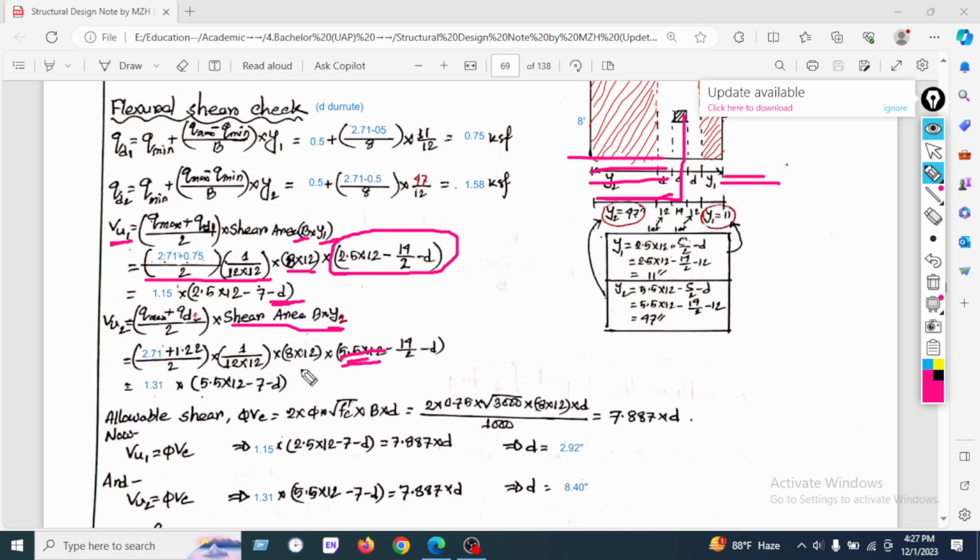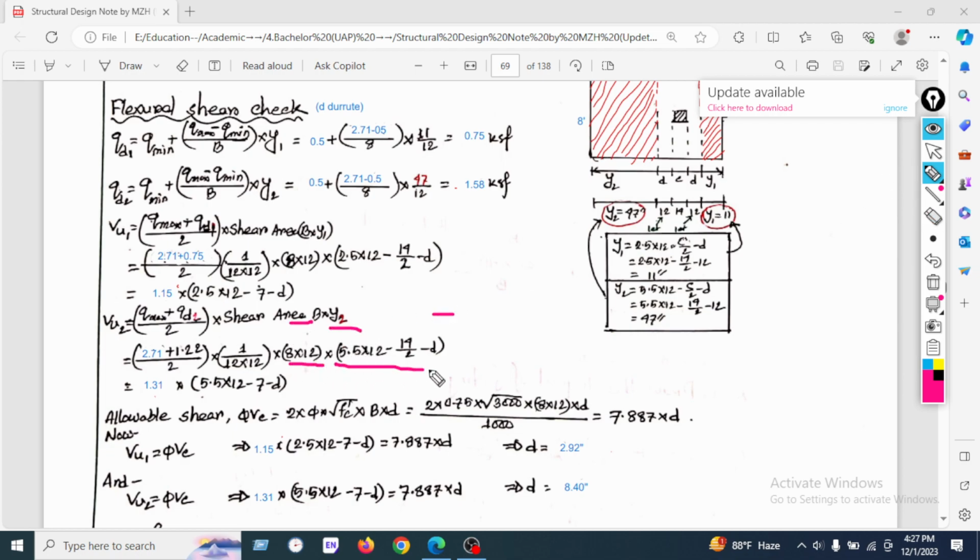No, b is 8 feet. Sorry, b will be 8 feet multiplied by 11, and b is 8 feet, and y2 is 5.5. Here the left portion of 5.5 is taken from the CG of the column, and minus d, minus column by 2, and deduct also d, and found this equation.